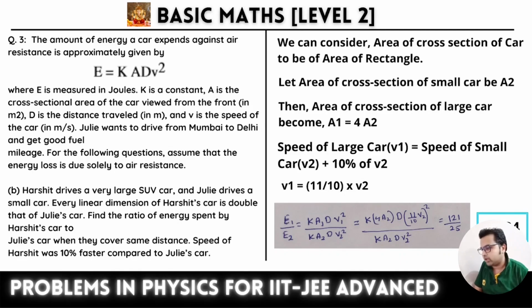Very straightforward calculation. Now you have to calculate E1 by E2, because the ratio is asked. As you can see, by the formula, E1 by E2 will be K A1 D V1 square upon K A2 D V2 square. Now here A1, as we have already derived, will become 4A2, and V1 is 11 by 10 V2, so 11 by 10 V2 square, and the denominator will be as it is. We will do some cuttings. After cuttings, we get the ratio to be 121 upon 25, and we get the final answer 4.84. So this is the answer.